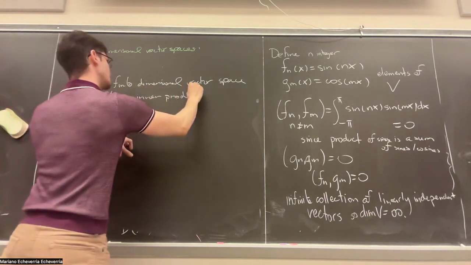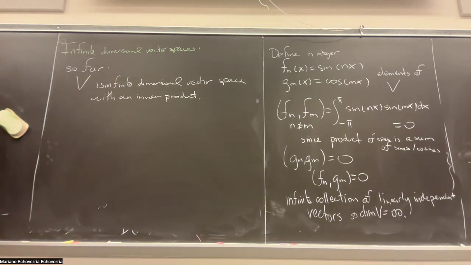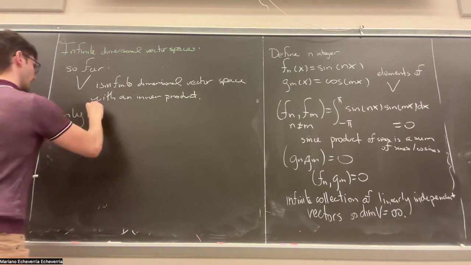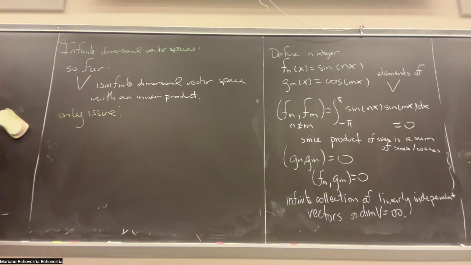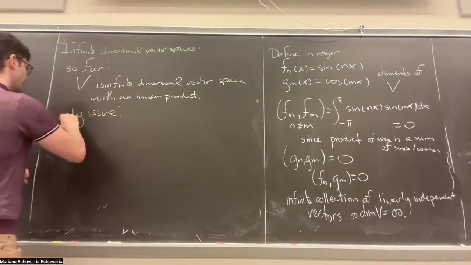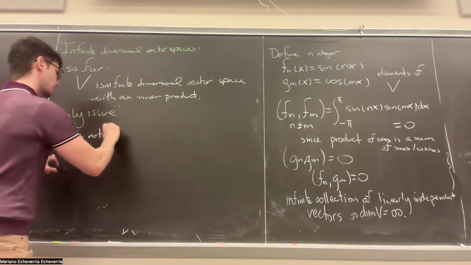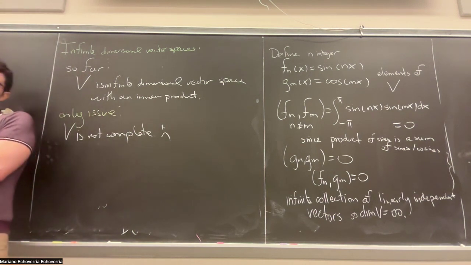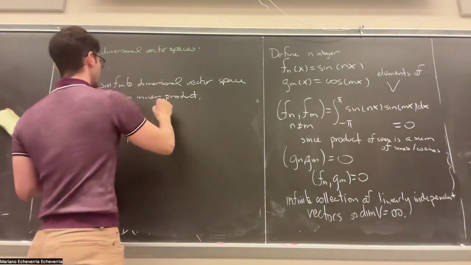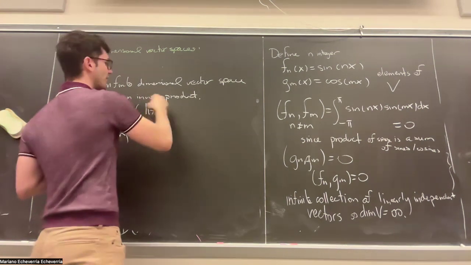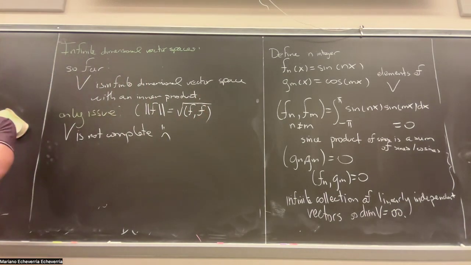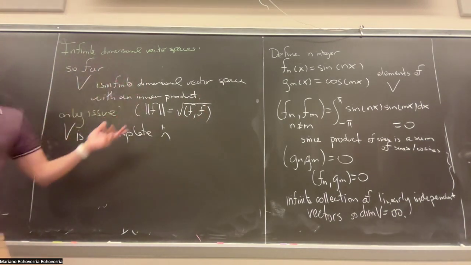The only issue with this so far is very analysis centered. The only problem is that V is not complete. It's not a complete vector space, meaning that not every Cauchy sequence converges. Once you have a dot product, you can define a norm, right? You probably have seen this. You can take the norm of a function to be the square root of the dot product of the function with itself, and then you can define the distance between two functions to be the norm of f minus g.